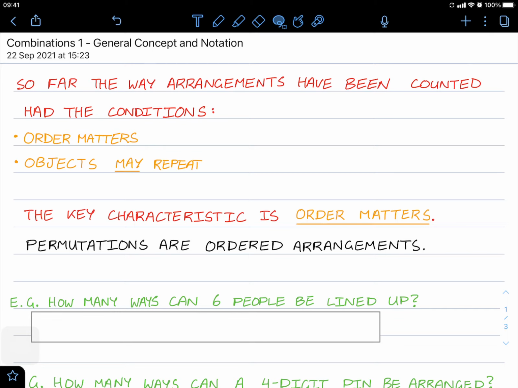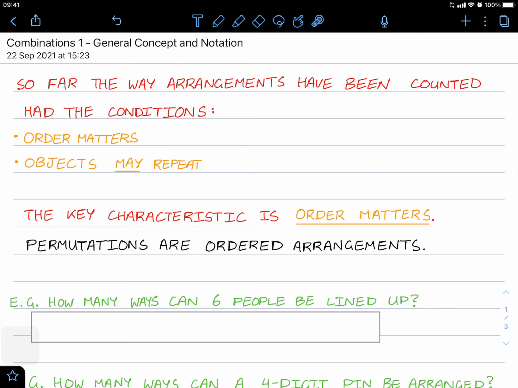Hello class, this is a video tutorial on combinations part 1. In this video we'll be looking at the general concept and notation of combinations. So first we need to understand what a combination is.